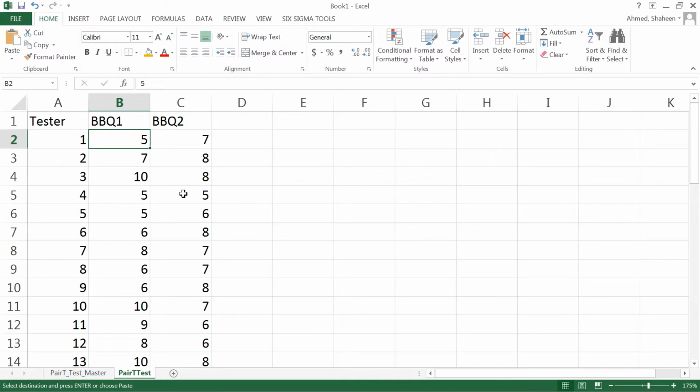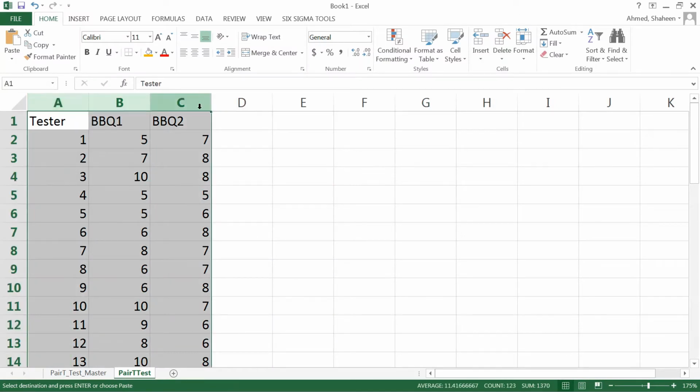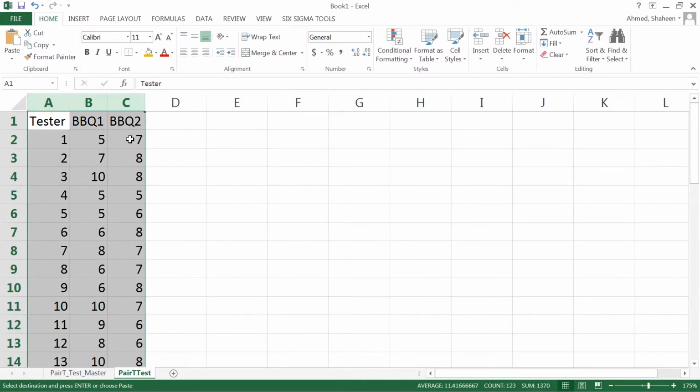Paired t-test. A paired t-test is done when data comes in pairs. For example, we are testing two types of barbecue, from chef 1 and from chef 2, and we want to see which chef makes the most delicious barbecue. So these are the numbers, say from 0 to 10 is the scale. 0 means very, very bad and 10 means the best barbecue ever.